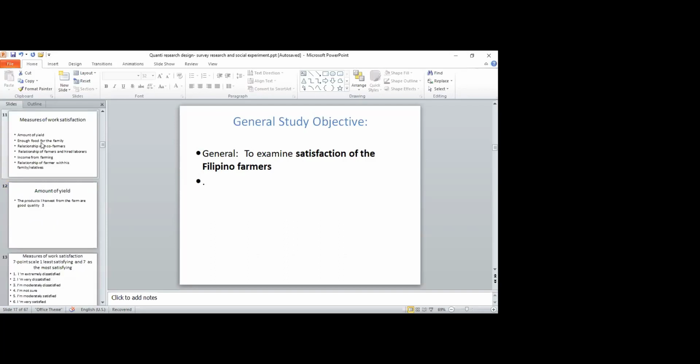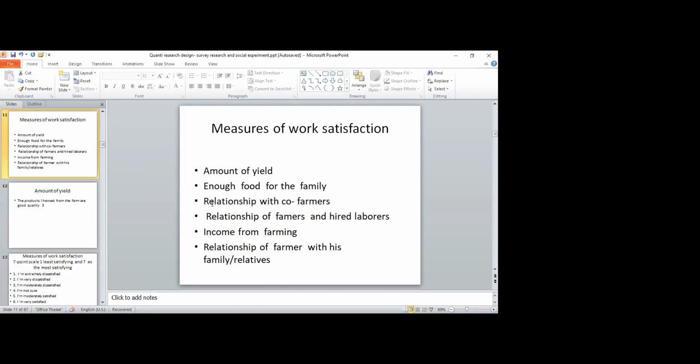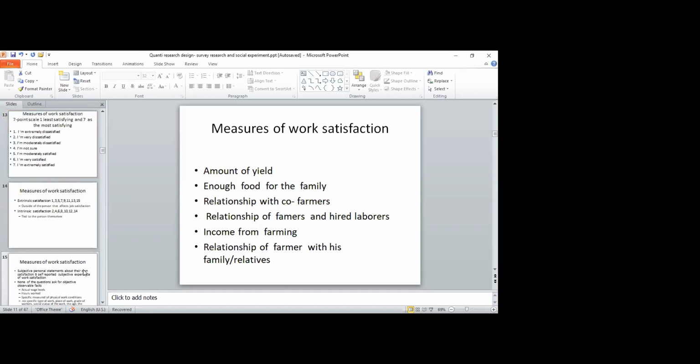We already measure satisfaction using this. This is how we measure satisfaction. So, satisfaction is a concept. It cannot be measured as it is. You have to come up with some indicators to measure satisfaction. So I ask you, what makes a farmer happy? Maybe he's happy when he has a lot of produce, food that he gives to his family. He's happy when he's not quarreling with his co-farmers or with the hired laborers. He's happy when he has enough income from farming, and so on. That is what we meant by satisfaction.